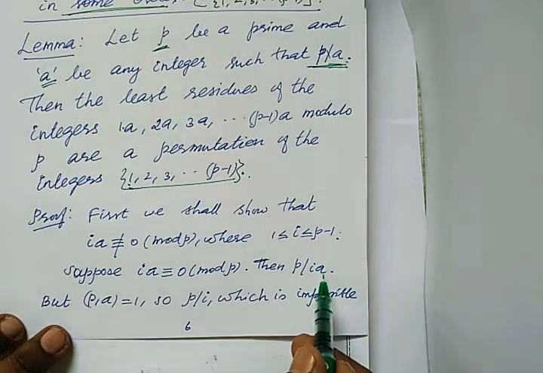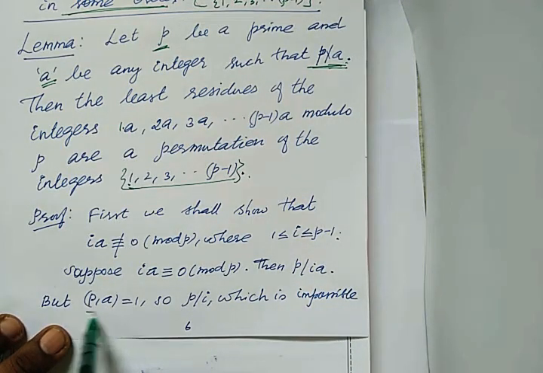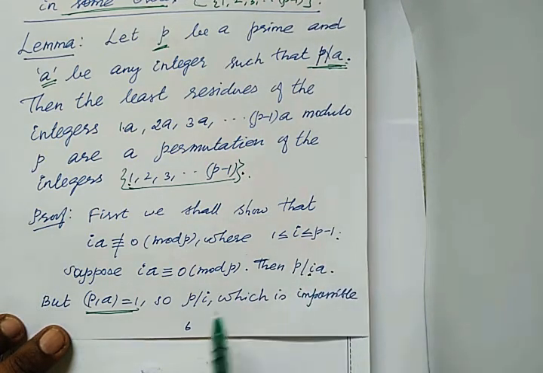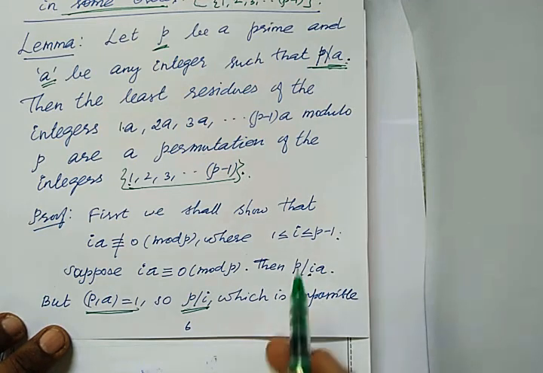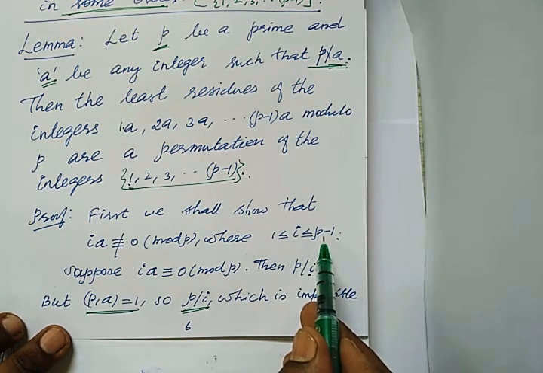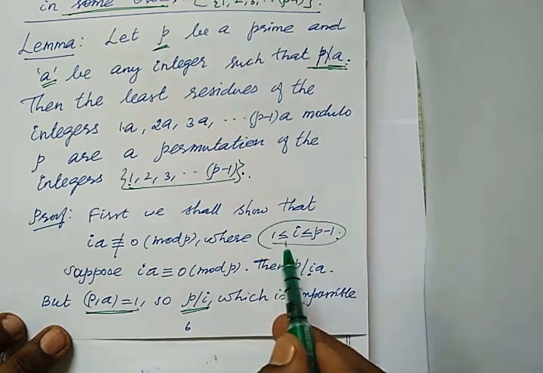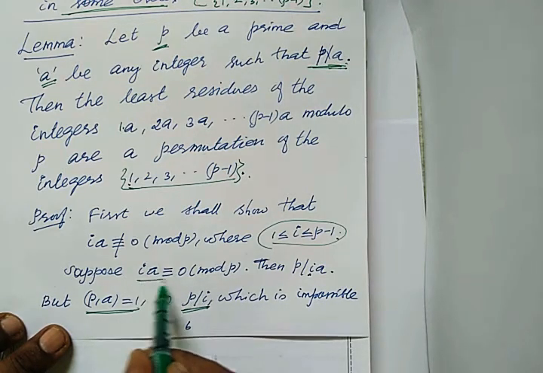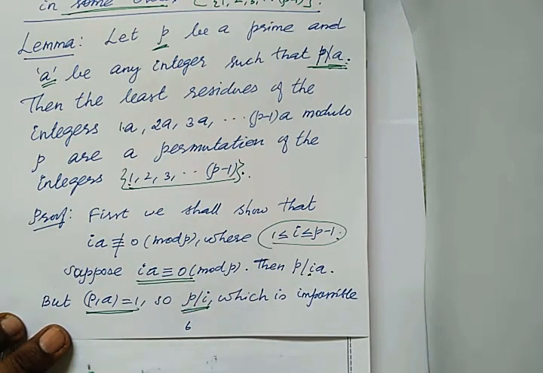P and A are relatively prime. So P must divide I only. P divides I. This is also a contradiction. I is smaller than P, greater than or equal to 1. So P cannot divide I, which is impossible. It's a contradiction. So this cannot be 0 mod P.